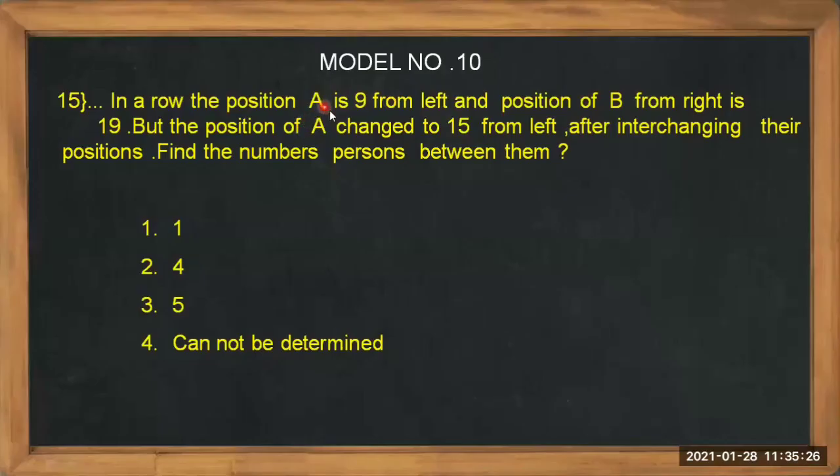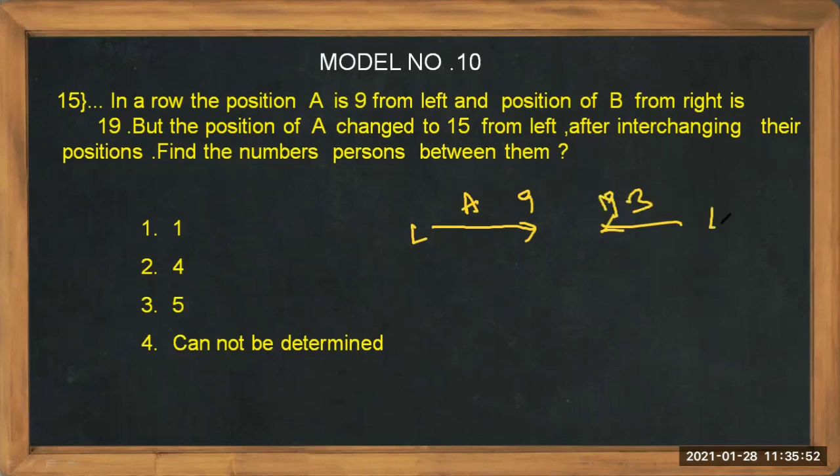In a row, the position of A is 9 from the left and the position of B from the right is 19, but the position of A is changed to 15 from the left after interchanging their positions. Find the number of persons between them. Very simple, my dear friends. Let's write: the position of A from the left is 9 and the position of B from the right is 19. Now, after interchanging, the position of A from the left is 15. Then find the number of persons between them.